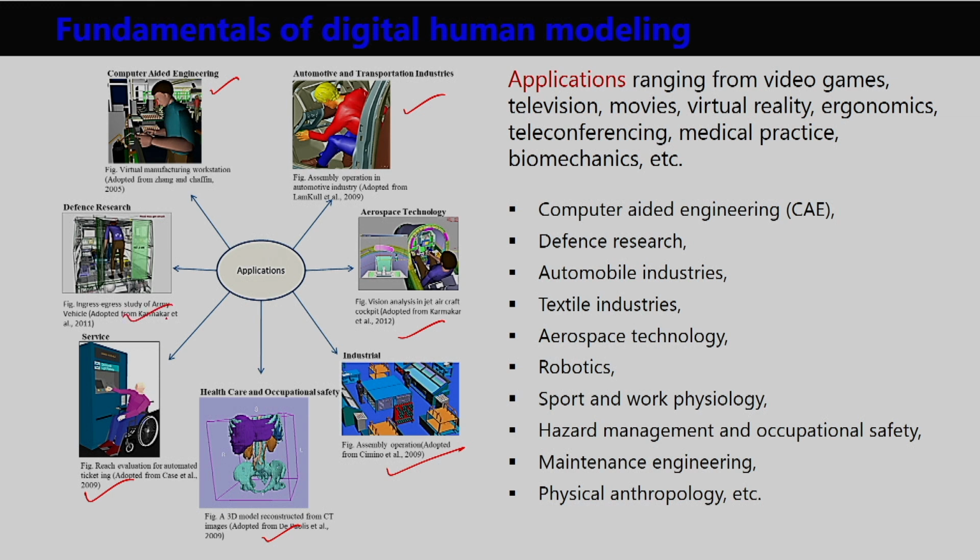So, in this way, if we look at almost every aspect of life where human beings are involved, we can simulate the human activity using digital human modeling software. Thus, applications range from video games, television, movies, virtual reality, ergonomics, teleconferencing, medicine practice, biomechanics and so on. So, here is a short list of application areas as we mentioned earlier: computer graphics engineering, then defense research, automotive sector, industrial textile sector, automotive technology and so on.